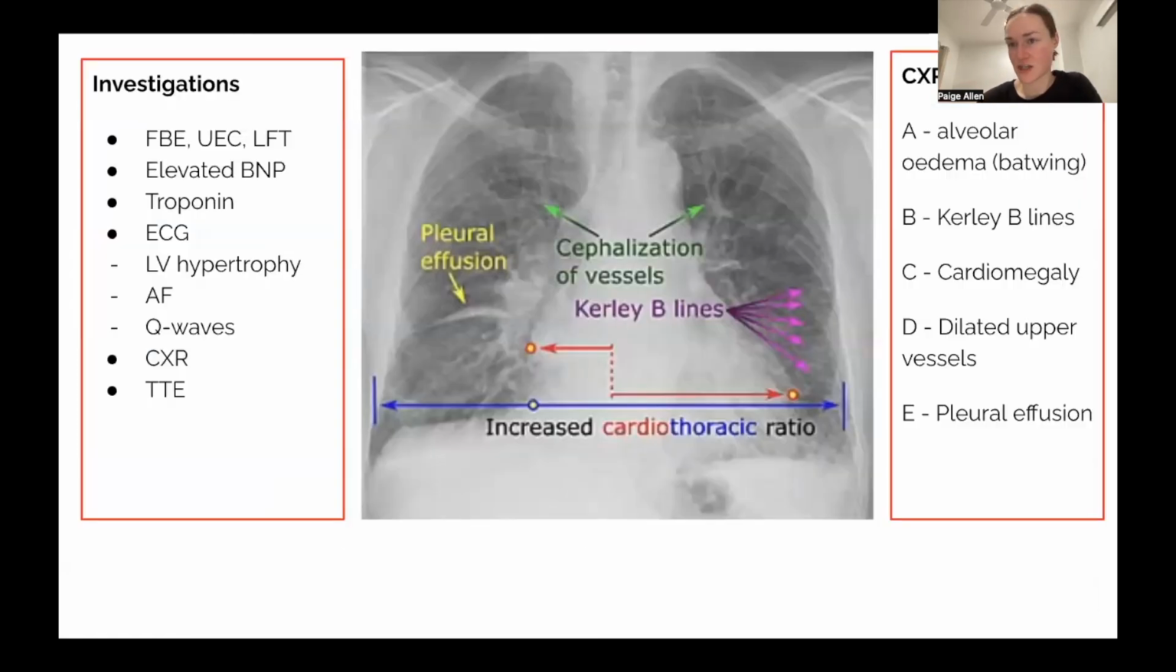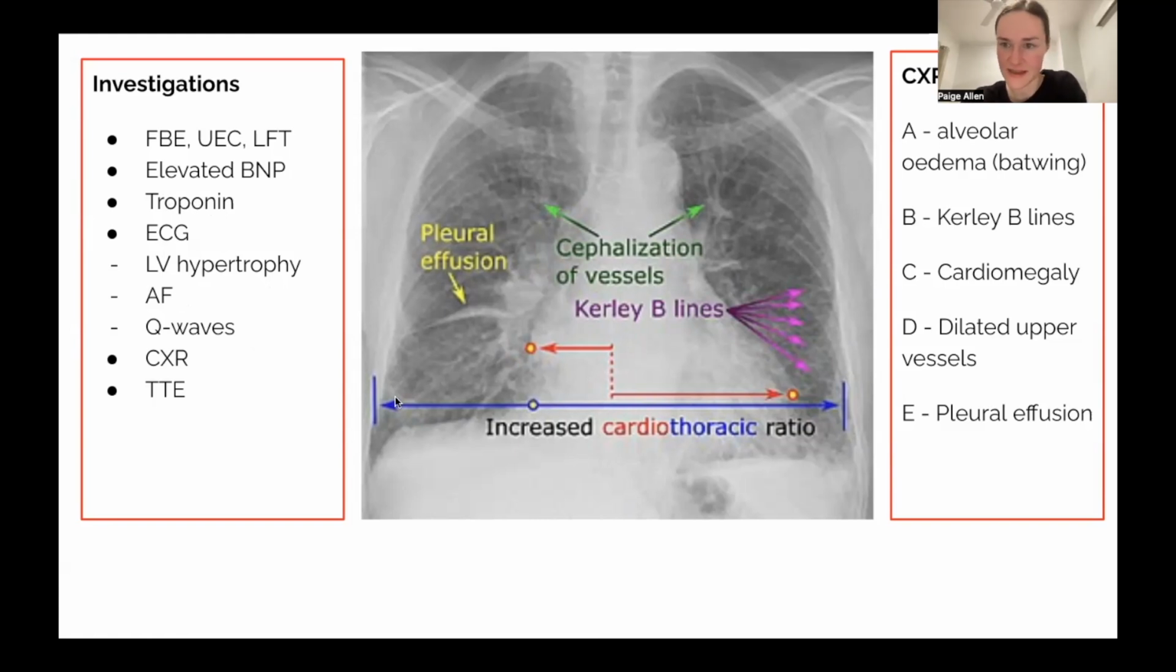In terms of your investigations that you want to order for someone with heart failure, you want to check their FBE, know if they're anemic. You want to see what their kidney function's up to, what their liver function's up to. The key ones here is you get an elevated BNP, so B natriuretic peptide, because that's released as a compensatory mechanism in heart failure. They can get low-grade troponin increase due to the myocardial stress. And then on ECG, you'll often see left ventricular hypertrophy as a sign, and then they might be in a weird rhythm, and they might have some Q waves visible from previous AMIs.